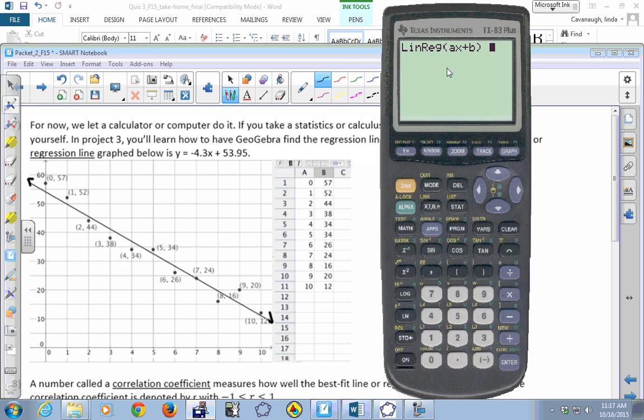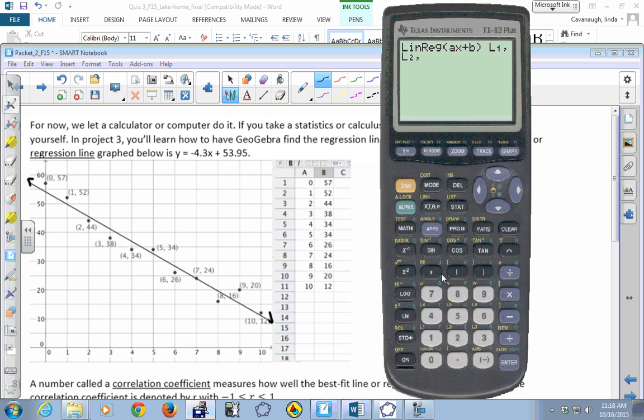So it says, I'll find you the best line. Tell me where your data is hidden. It's in L1 and L2. So you hit second L1, comma, second L2, comma. And now this is the hardest part of the whole thing. You have to tell it to store your equation in one of your Y1, Y2, or Y3. So there's a couple of things you have to press. You can't just press Y equals, unfortunately. You have to tell it to go to the Y variable, to this button.